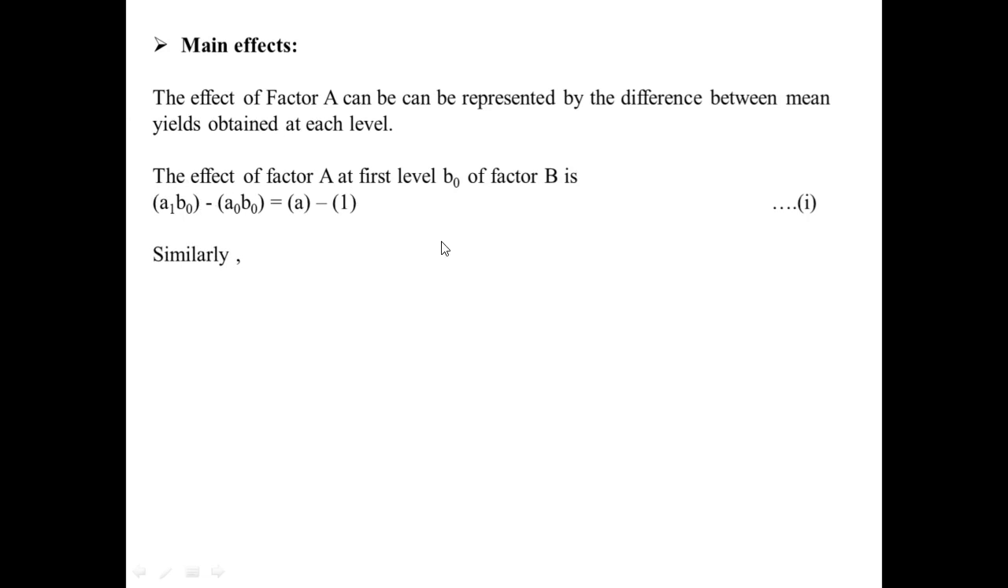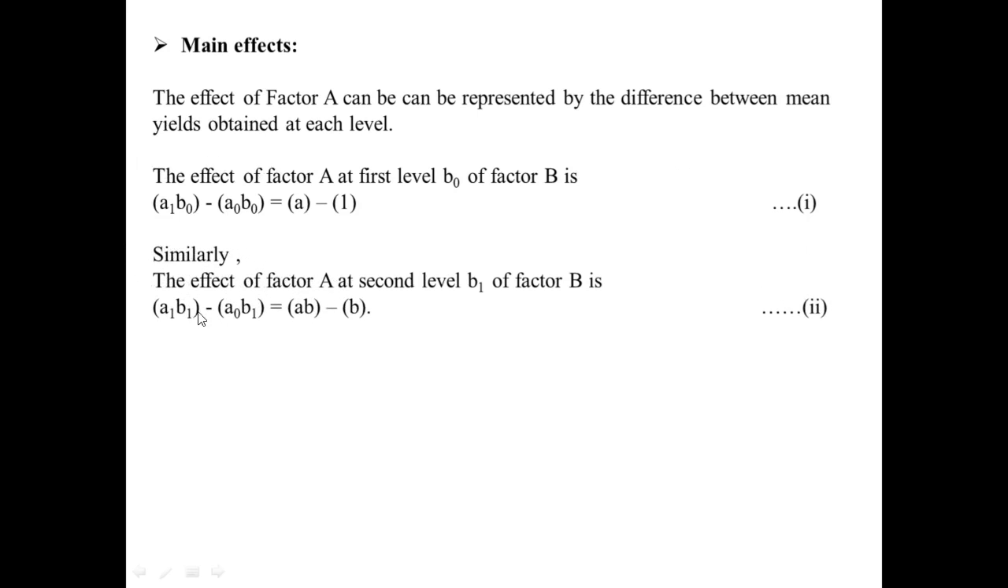Then similarly we find the effect of factor A at the second level of factor B. So what is the second level of factor B? It is denoted by B1. So we find the effect of factor A at the second level of factor B. How do we get the equation? Factor A at second level into factor B at second level minus factor A at first level into factor B at second level. This can be denoted by (ab) minus (b). Consider this as equation 2.